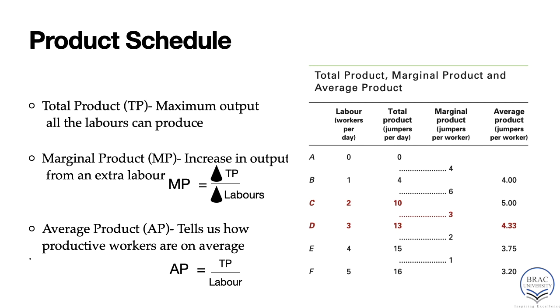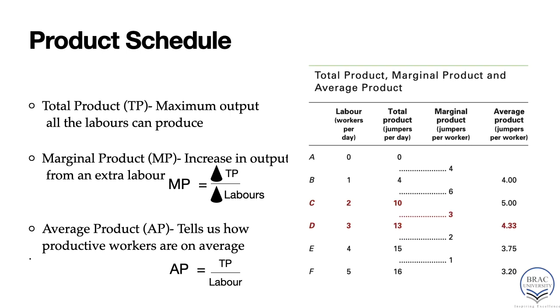Now, let's look at the product schedule for an example and try to understand how to do the calculations. It's pretty simple actually. As you can see, the first column of the product schedule tells you the number of laborers this company hired, and the second column shows us the total product, or the output the labor can produce. For example, we can see one laborer can produce 4 jumpers and the second laborer can produce 10, and so on. So from the very first look, we can tell as we increase the number of laborers, we can increase the output of the firm, right?